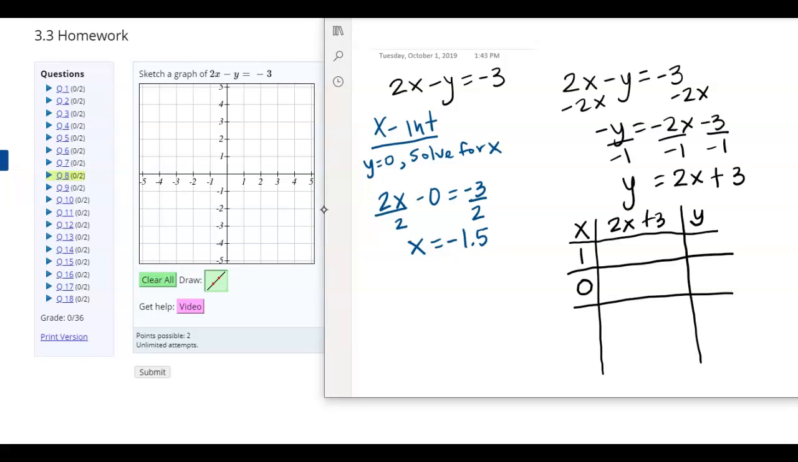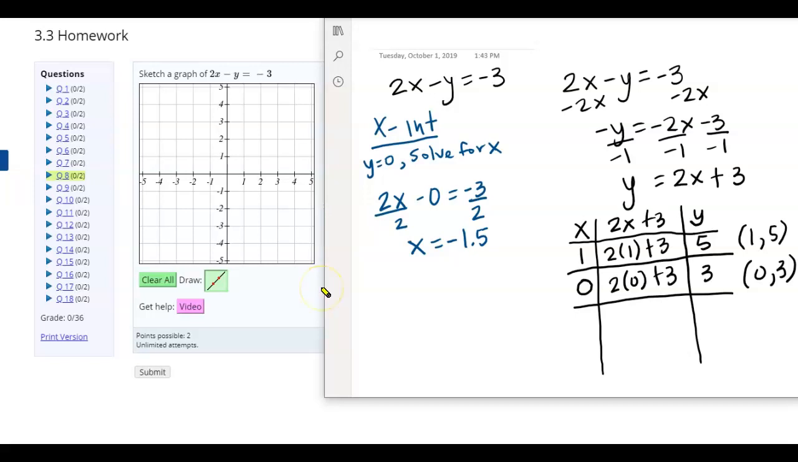So if I do this with the table of values, I'm just going to have 2 times 1, which is 2, plus 3 gives me 5. So I just found an ordered pair of (1, 5), and I will use that point. And then I'll use another one where my x is 0. So we'll do 2 times 0, which is 0, plus 3 gives me 3. So I end up with another point, which is (0, 3).